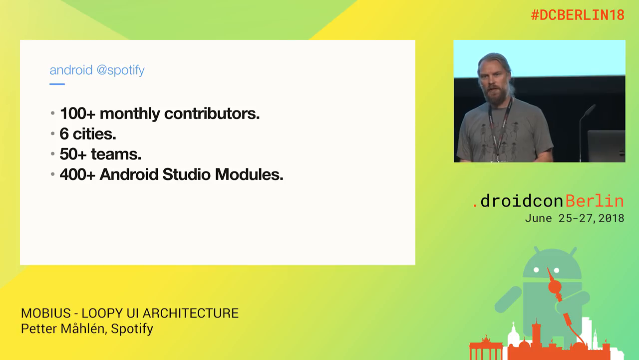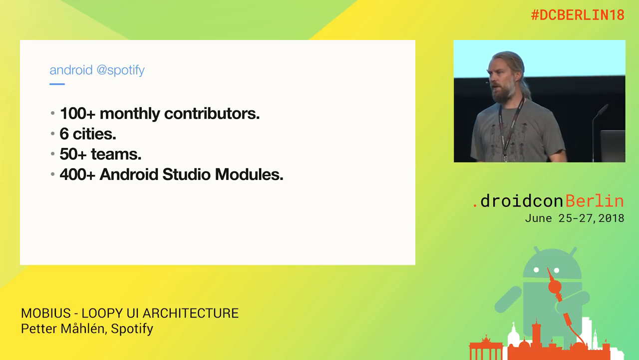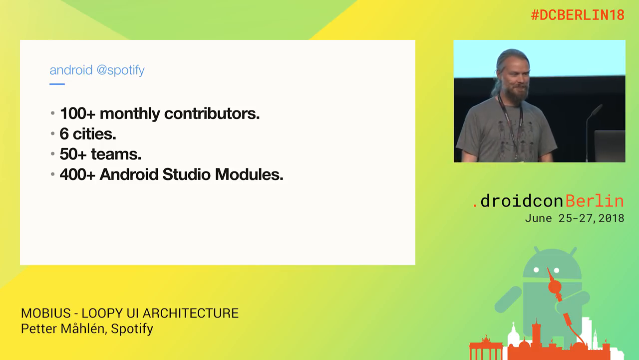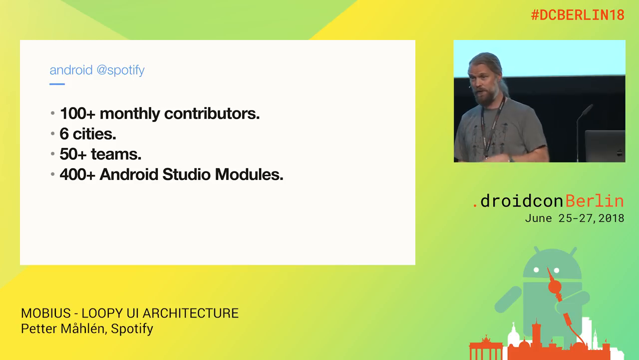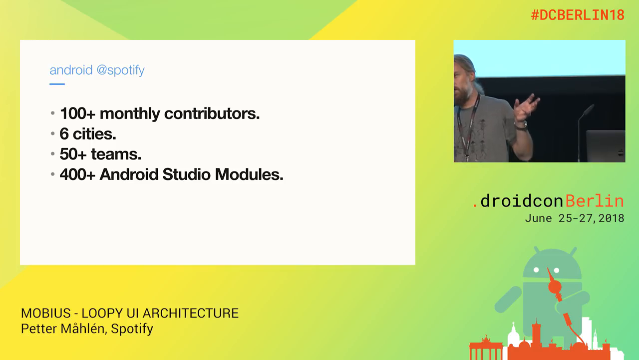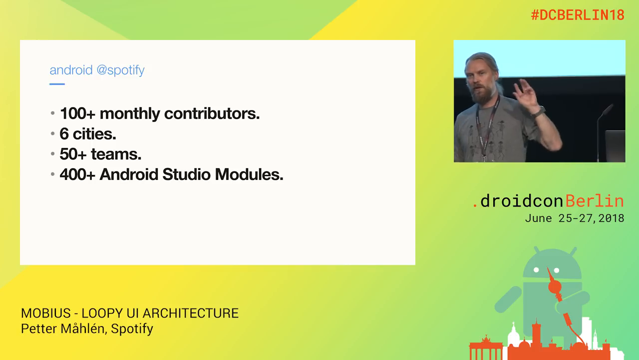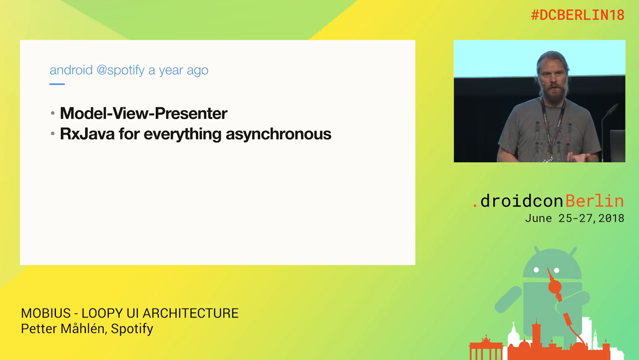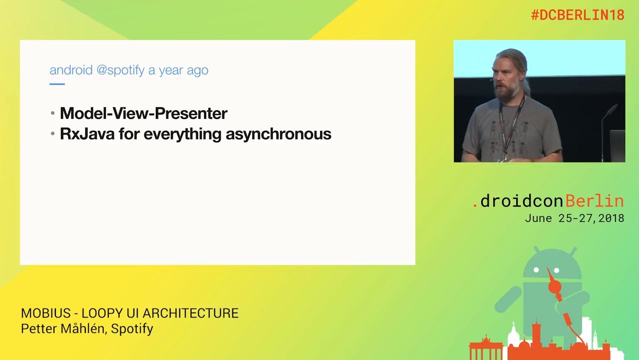So at Spotify, we have more than 100 monthly active committers in the main repo for Android. We have teams working in 6 different cities, more than 50 of them with Android developers. And we have more than 400 Android modules in our big mono repo. If you're interested in what that's like, tomorrow afternoon there's a talk by Elin Nilsson, my colleague, about modularization. How hard can it be? Harder than you might think, perhaps. A thing to note here is that 5 years ago, there were about 10 committers to the Android repo. So there's been a lot of growth very quickly, and that's partly the rationale why we want to come with this framework.